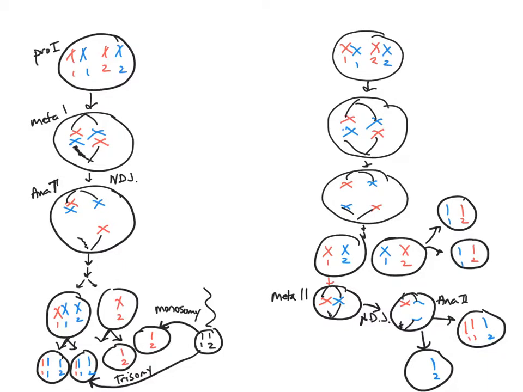Okay, so let's compare these. Oh, and again, sorry, if you fertilize these with a sperm that has a 1 and a 2, this one's going to end up as a monosomy. This one's going to end up as a trisomy, right?